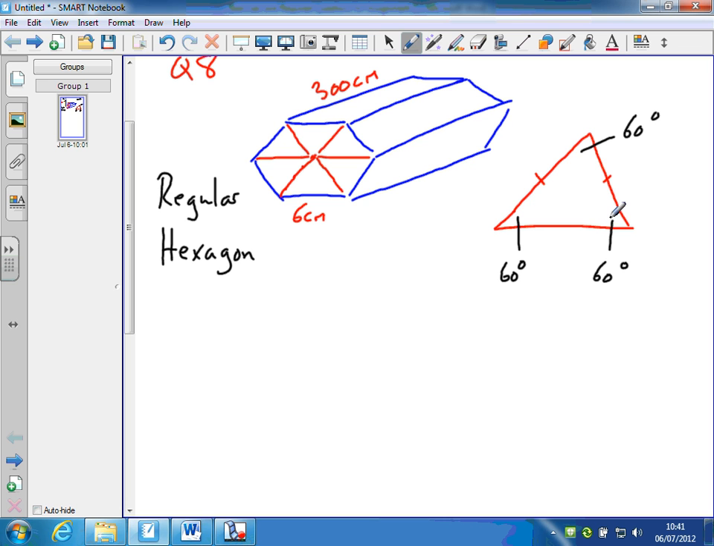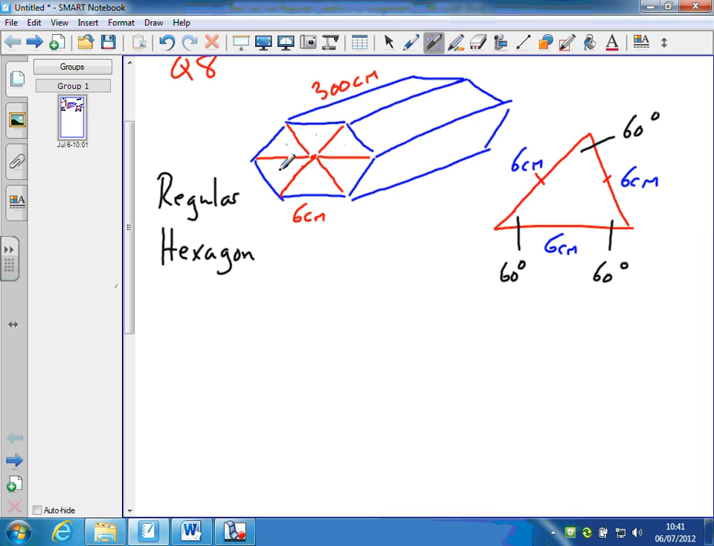So therefore, this is 6 centimeters. So is this 6 centimeters, and so is this 6 centimeters. If we can find the area of this triangle, then we can find the total area of the end, because we've got 6 of these triangles in this end of the hexagon. So we find the area of the triangle and then multiply that by 6.